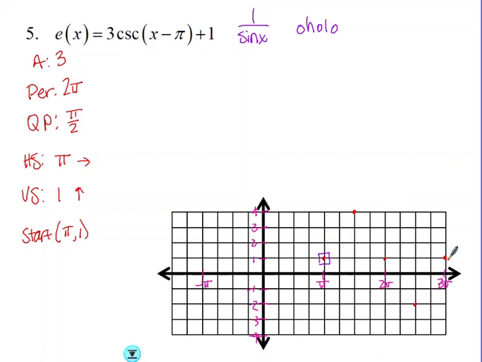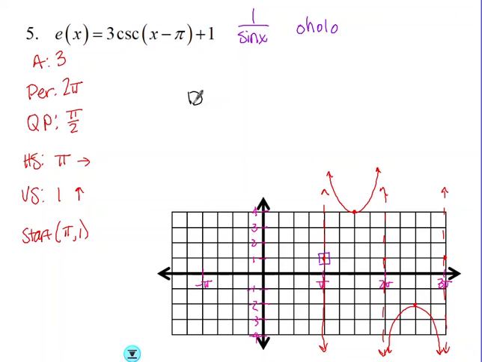Any time that I had a point on, it's not the x-axis, but the quote-unquote 0 part of this pattern, I'm going to draw a vertical asymptote. And then I'm going to sketch the U-shaped parts of the graph. And that's it.